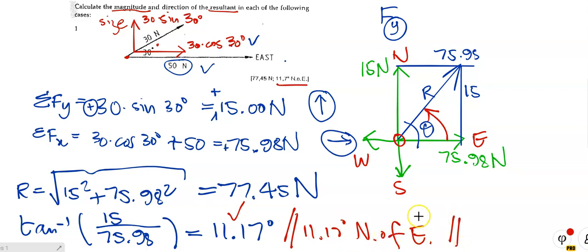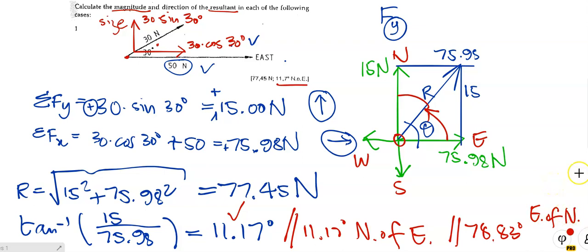Or I can, what will that answer be equal to? I'm going to say minus 90. Or I can say it is 78.853 degrees east of north. I'm squeezing it in there, sorry.